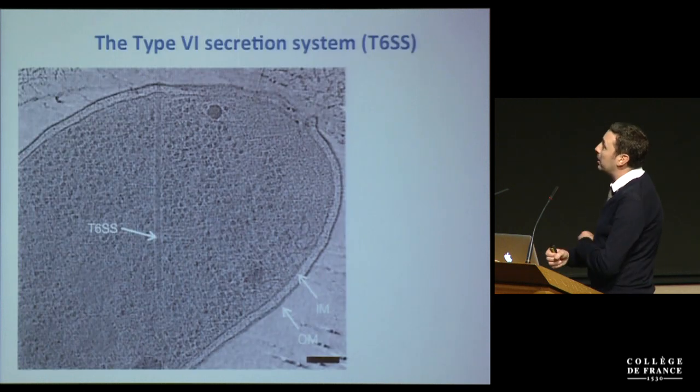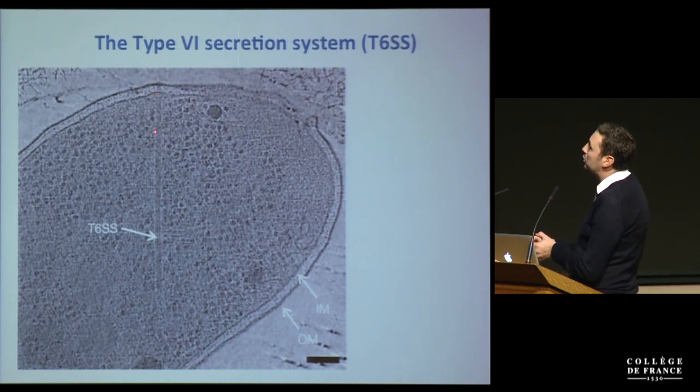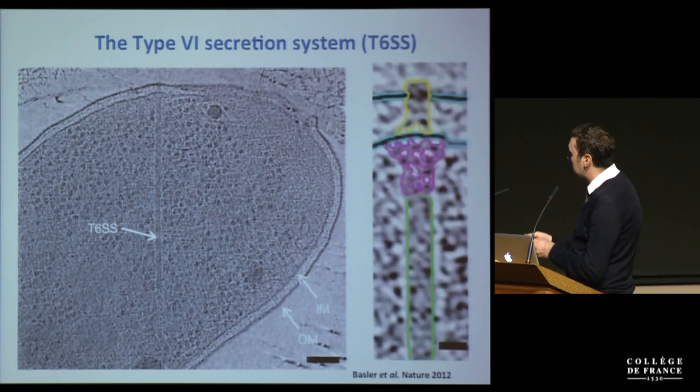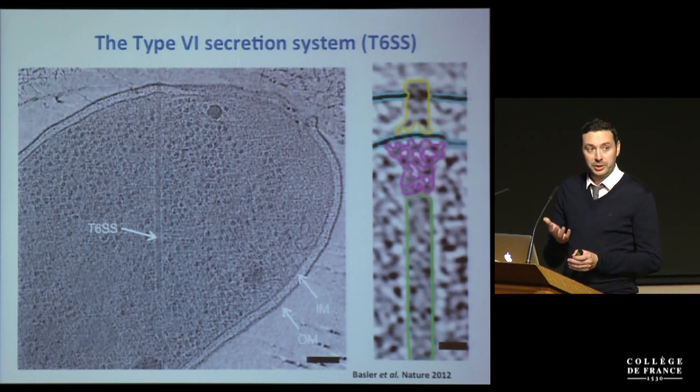In 2012, there was this amazing paper from the Mekalanos lab showing that the type 6 secretion system forms a very long tubular structure in the cytoplasm. This is a Vibrio cholerae cell. They made this scheme where you can see that the system is composed of 3 substructures: one structure that is anchored to the cell envelope, and one very long, elongated structure, which we call the tail.